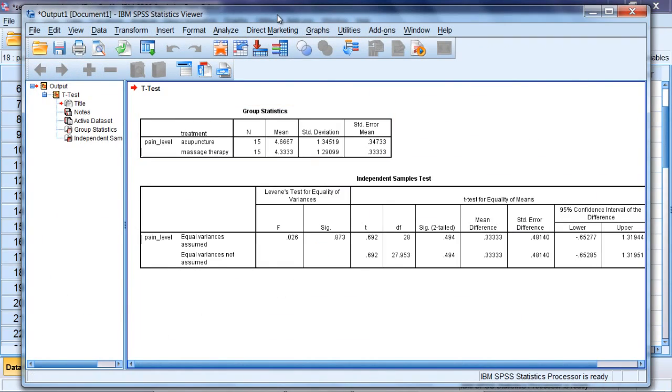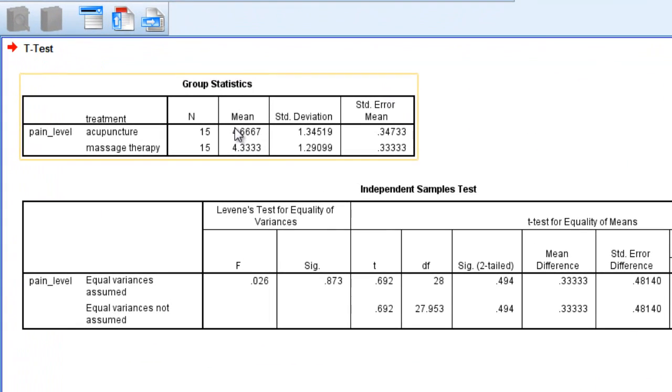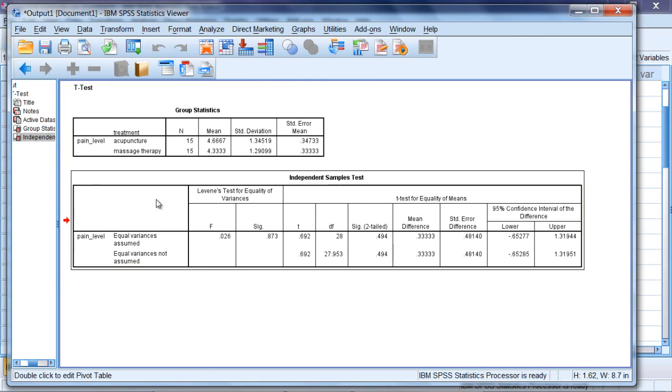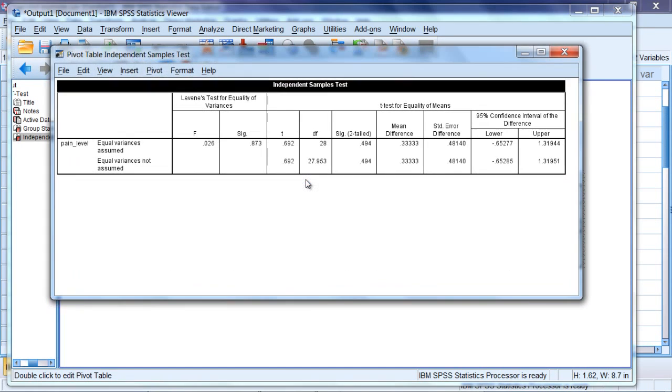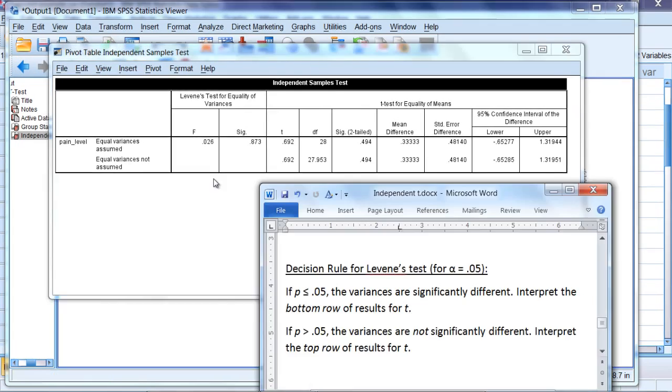Our output opens, and we can see here that there was a very small difference between our two means, where the acupuncture group reported higher joint pain than did the massage therapy group, but that difference is pretty small. Moving to our independent samples t-test table, here we're going to interpret whether or not the test is statistically significant.